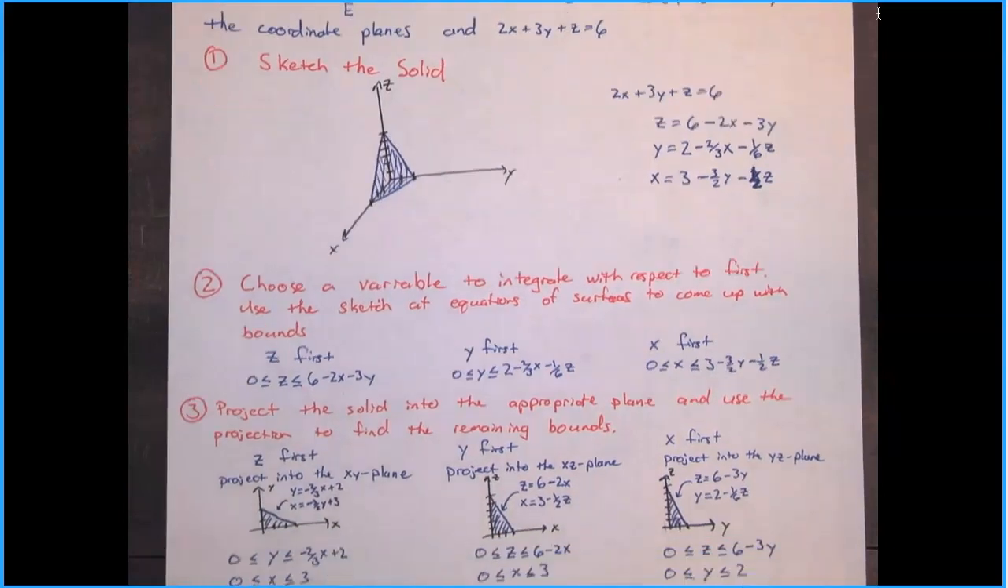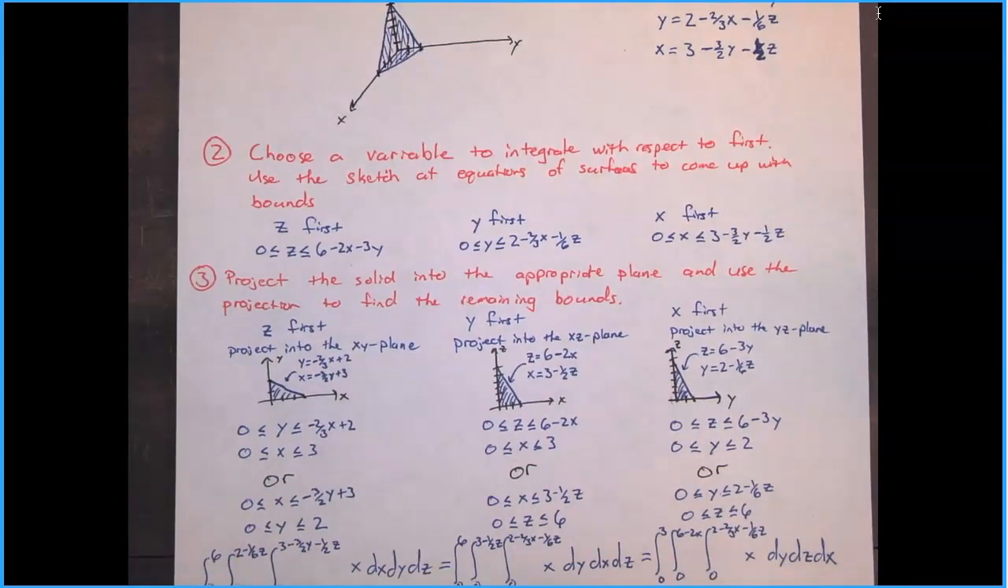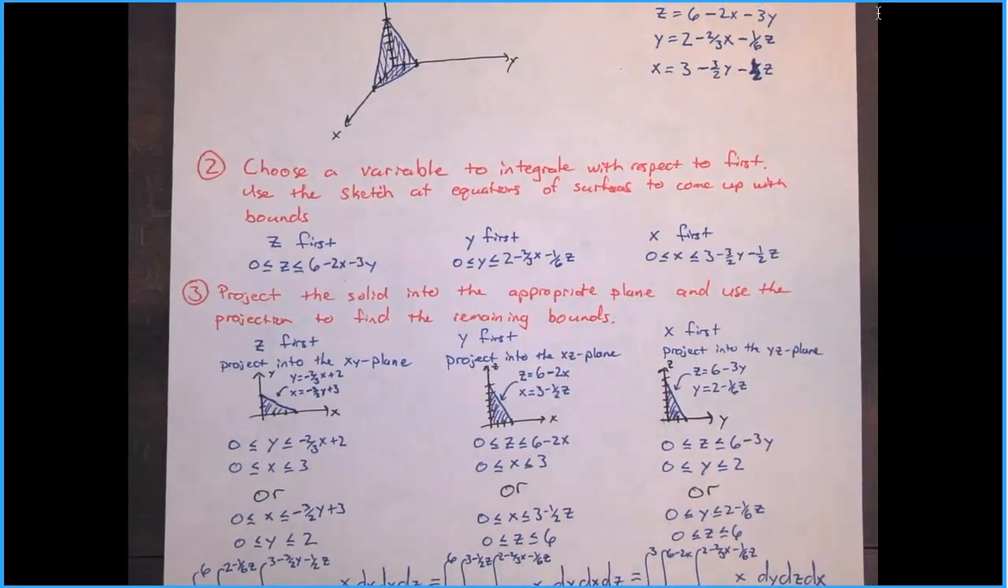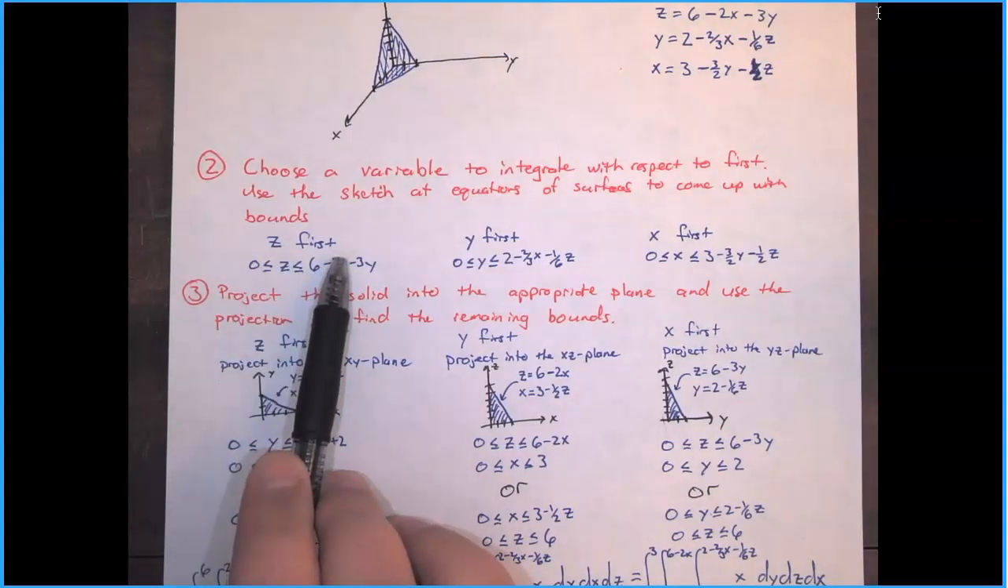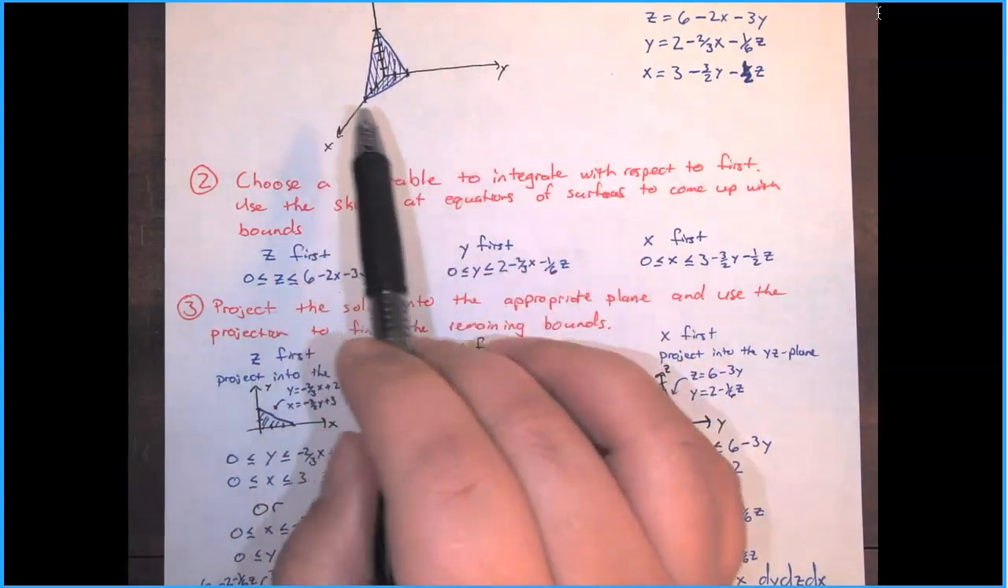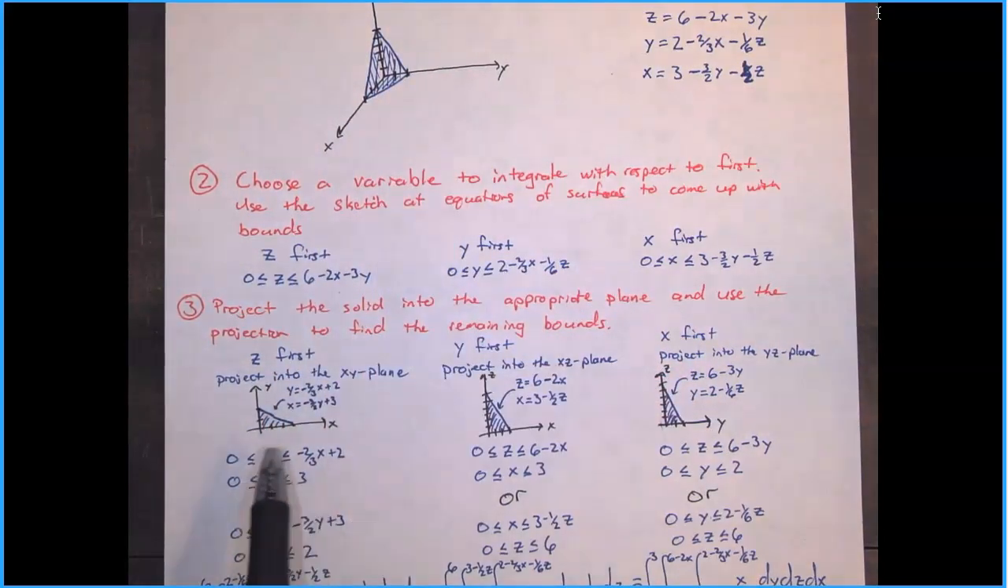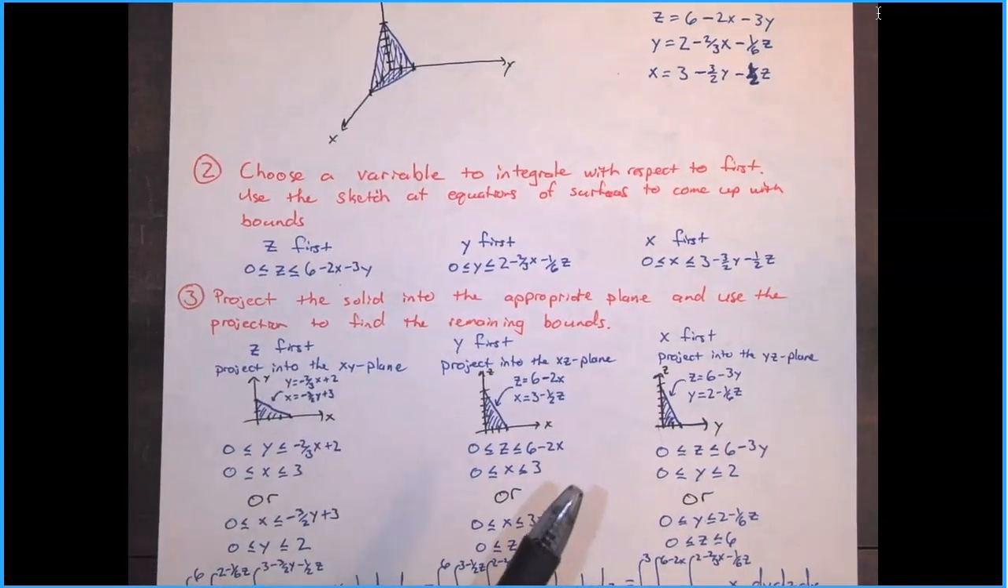Okay, now once you set up your first set of bounds, you don't need to use the solid anymore. You just need to project that solid into the appropriate plane, the one where your first variable is 0. So again, if I had picked z to integrate with respect to first, I project this solid into the plane z equals 0, which is the xy plane, and I look at this 2D region here, and I come up with bounds for x and y.